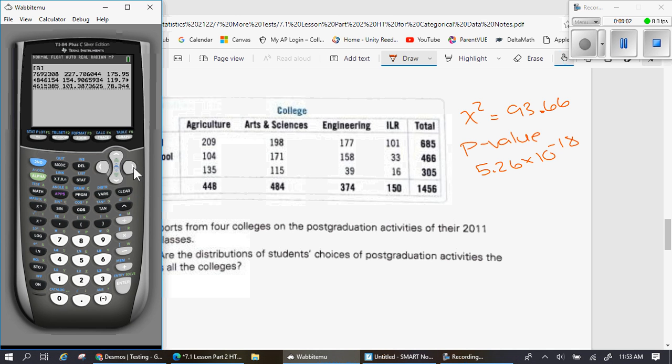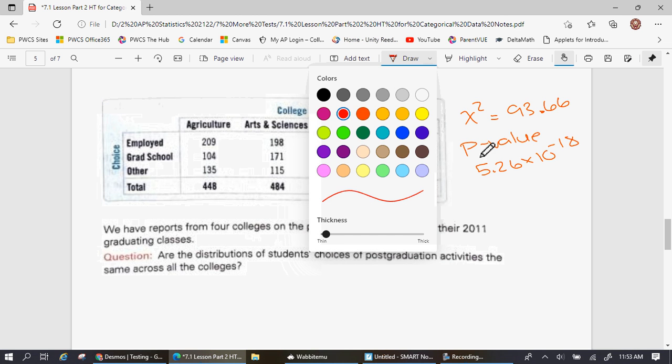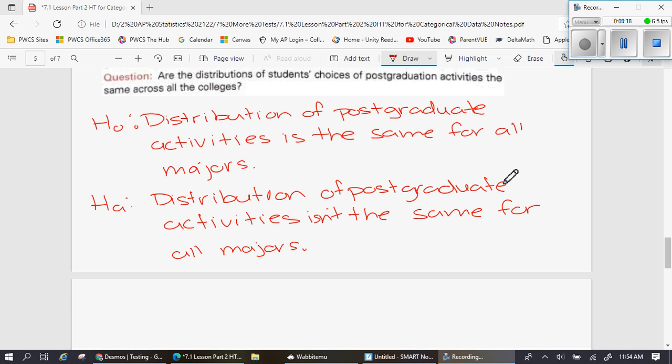We're good to go. We've actually already run the test, but let's set up our hypotheses so that when we make a determination about the null hypothesis, we know what it actually is. Ultimately, we want to answer the question: are the distributions of students' choices post-graduation the same across all the colleges? So our null hypothesis would be us assuming, yeah, it is. The distribution of postgraduate activities is the same for all majors. We're going to use our p-value to decide whether or not to reject that null hypothesis or fail to reject it. Remember, we never, ever, ever use the word accept except when we are talking about hypothesis tests. We're not accepting or not accepting. We are either rejecting or failing to reject. And so if we can reject the null hypothesis, that means the distribution of postgraduate activities isn't the same for all majors.